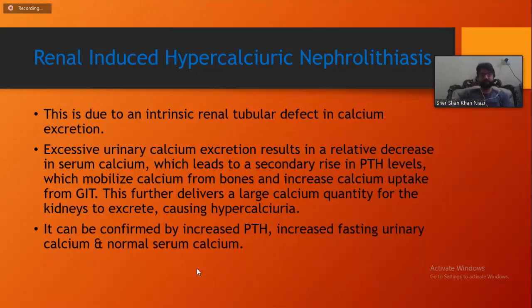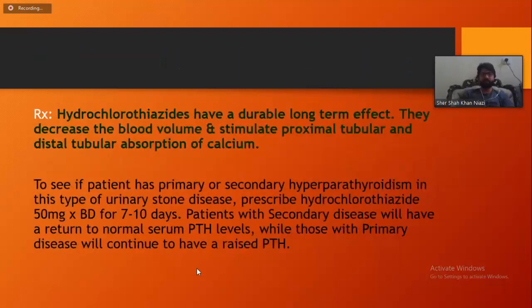In such type of disease, the PTH would be raised, the fasting urinary calcium would be raised, and the serum calcium would be normal. It's treated by hydrochlorothiazide, which has a beautiful long-term effect, decreasing the blood volume and stimulating proximal tubular absorption of calcium.